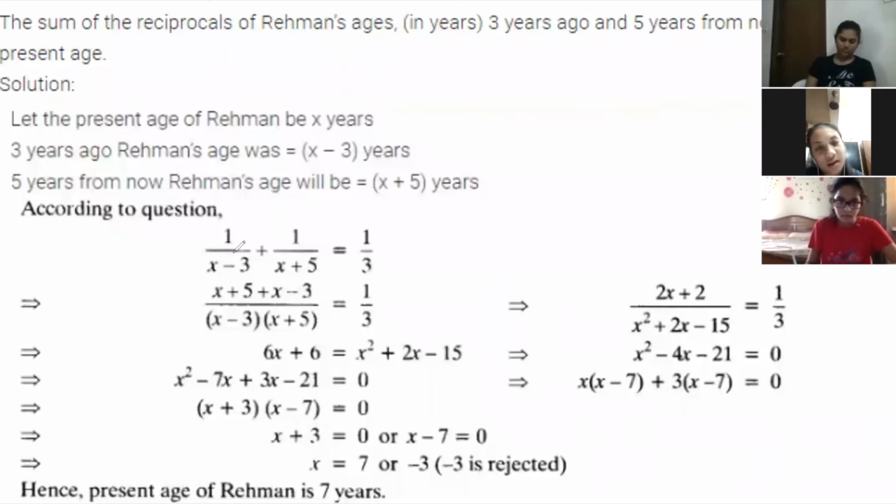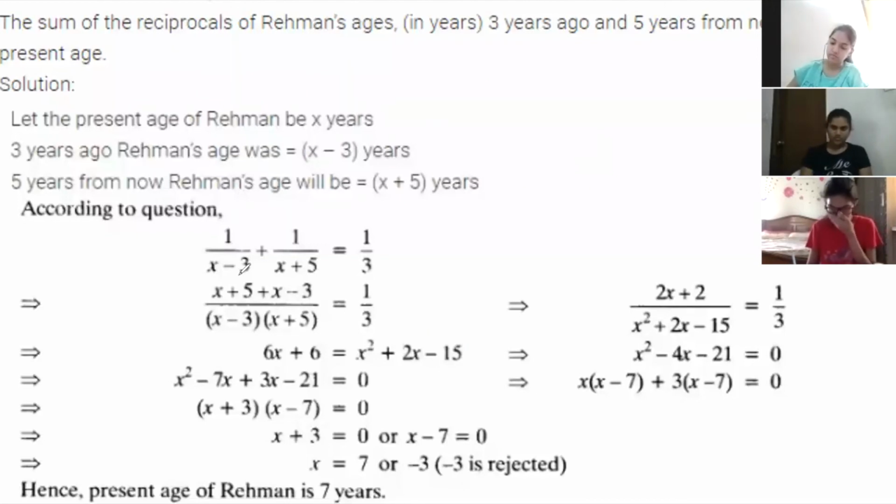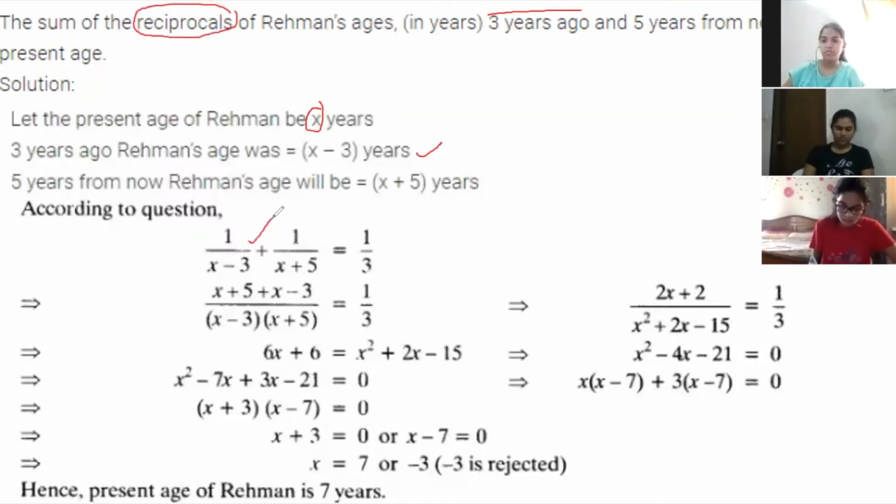Here 1 by x minus 3. The present age is x. They are saying 3 years ago, so you have to reduce 3 years. That's x minus 3. After that, they have given reciprocal, which means convert into a fraction. Reciprocal of x minus 3, where the numerator is 1, is 1 by x minus 3. Here also x plus 5, the numerator is 1, so the reciprocal is 1 by x plus 5. Okay, sir. I got it.